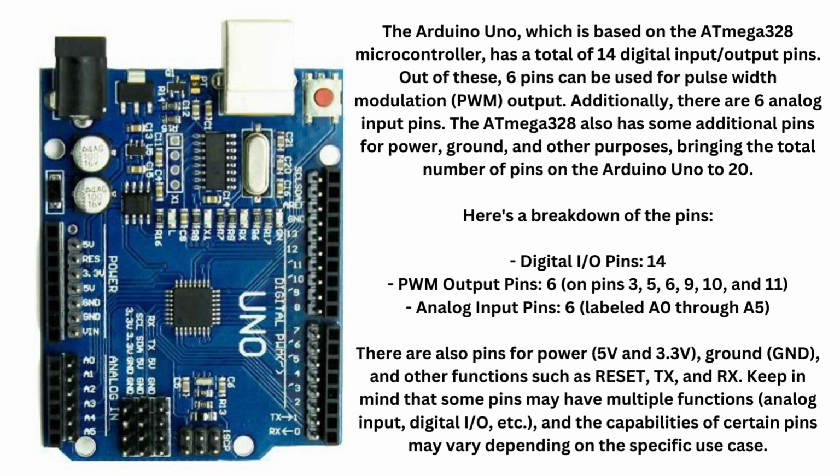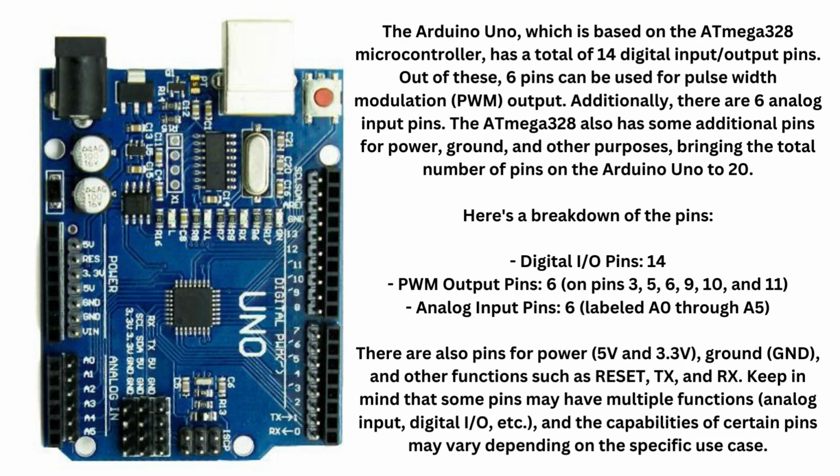The Arduino Uno, which is based on the ATmega328 microcontroller, has a total of 14 digital input-output pins. Out of these, 6 pins can be used for pulse width modulation, PWM, output. Additionally, there are 6 analog input pins. The ATmega328 also has some additional pins for power, ground, and other purposes, bringing the total number of pins on the Arduino Uno to 20.